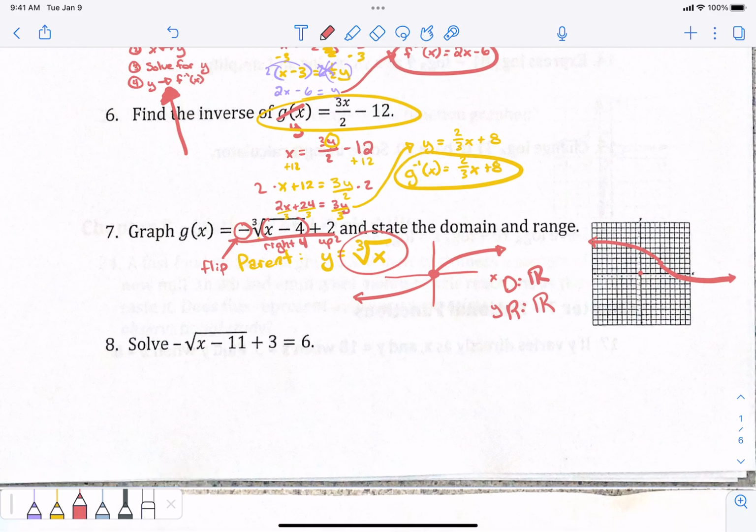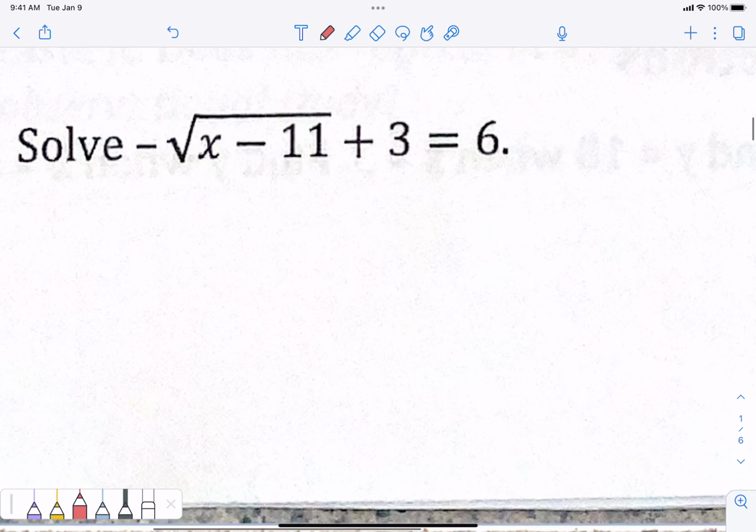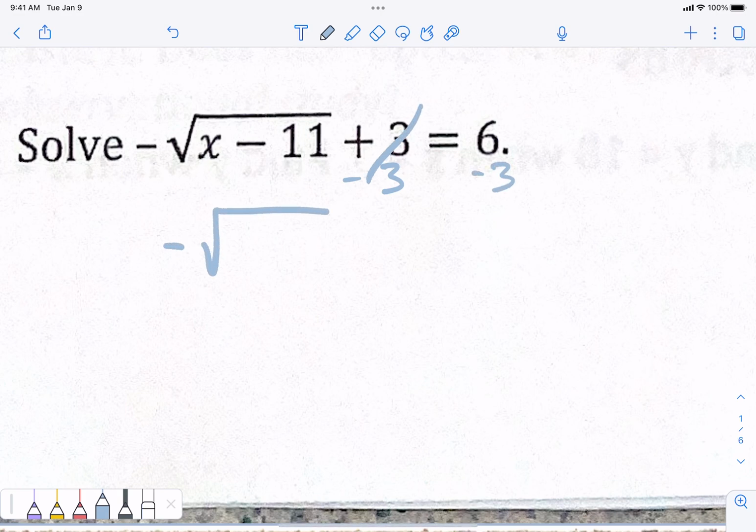Number 8. We just got into solving these. Okay. What are we going to do to solve for x? X is right here. We got to undo the stuff. Subtract the 3. Negative 3 minus 3. Okay, so I have negative, don't forget that negative out in front, square root of x minus 11 equals 3. Okay, then what?